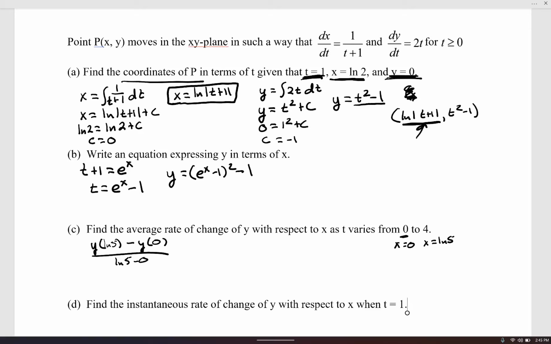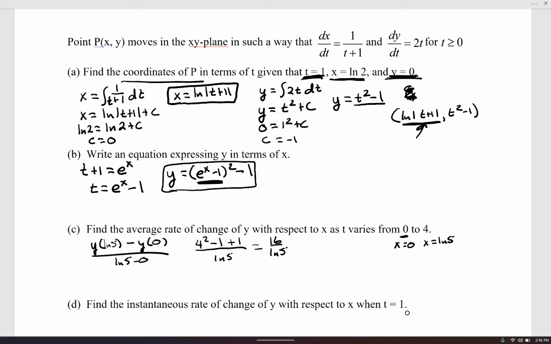But we have y with respect to x right there. So we plug natural log of 5 into this. E to the natural log of 5 is 5. So 5 minus 1 is 4, squared, minus 1. If we plug 0 into this, we get 1 minus 1. So we get 15 minus negative 1 over natural log of 5. So we get 16 over natural log of 5.